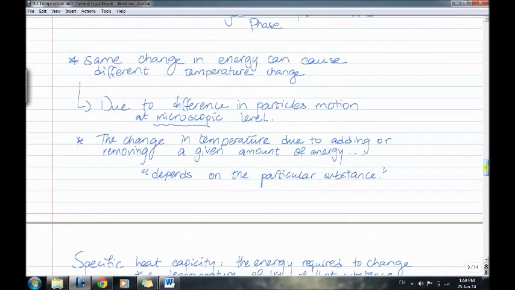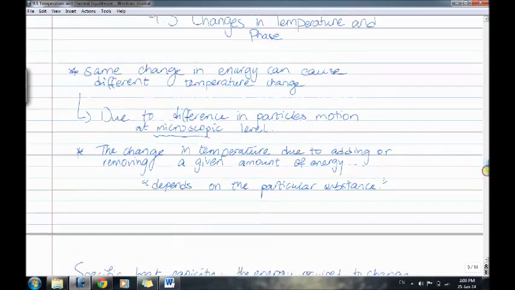So for example, we're putting two different types of metals, let's say aluminum and copper. First, they were placed in a hot environment with the same energy or the same temperature. Then we put them in a different temperature to cool them down. Let's say first we put them in hot water, then we put them in cold water. Both of them will have different temperatures. That's because they are different types of metals, or different substances.